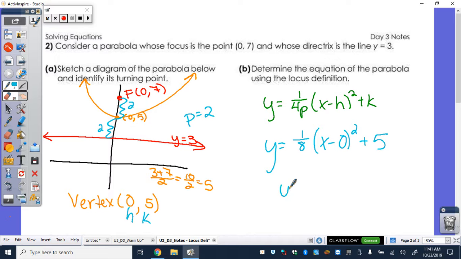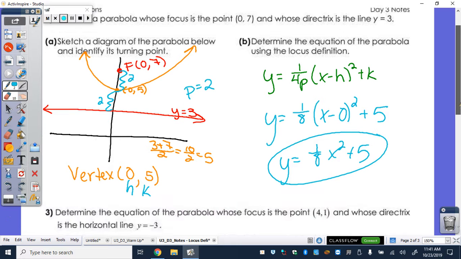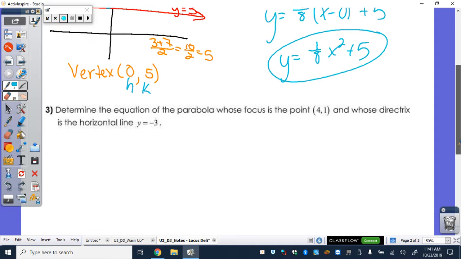So I'm just cleaning that up a little bit. We don't need to write x minus 0. We can just leave that as x squared, so 1/8 x squared plus 5. Let's try another one.